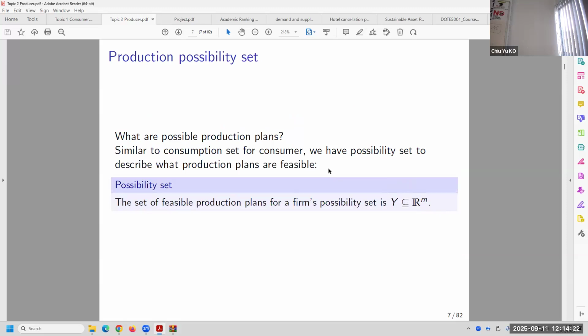But first, what is feasible is the y. So let me draw a graph before we end the section. This is good number 1, this is good number 2. What technology tells us is the following. First, I will tell you one thing: this part is not feasible.